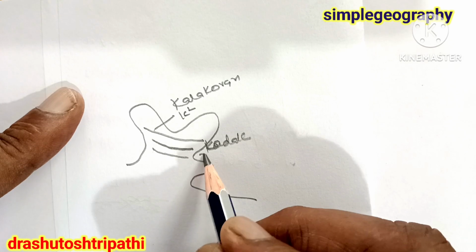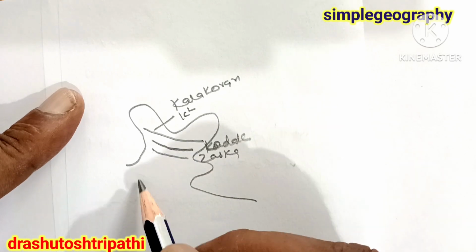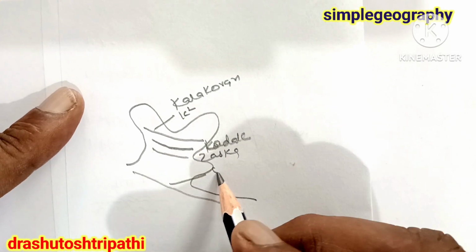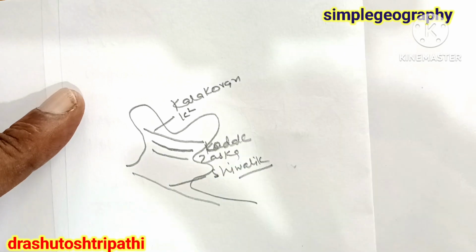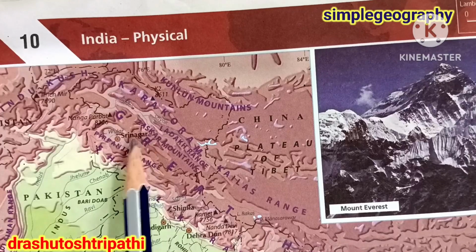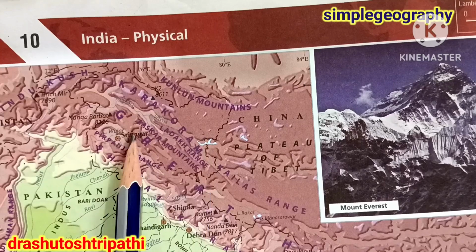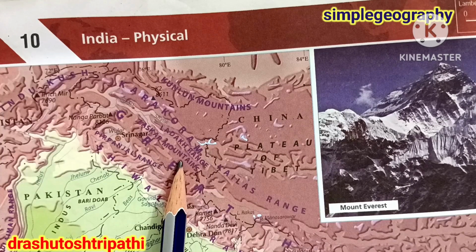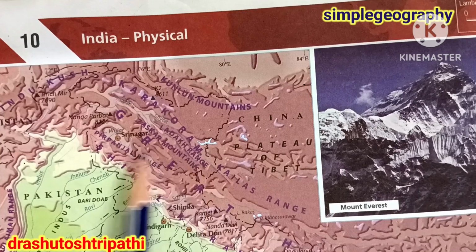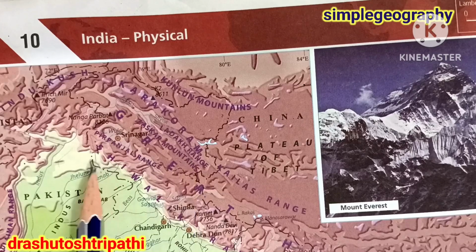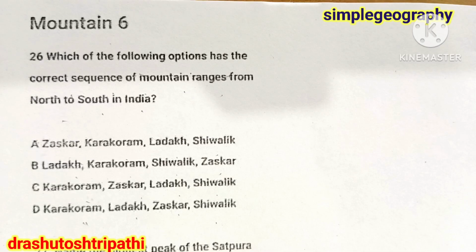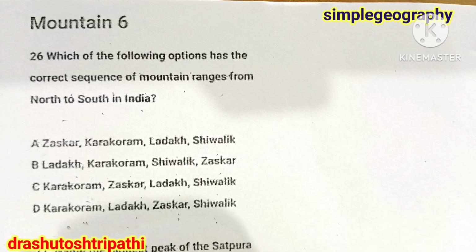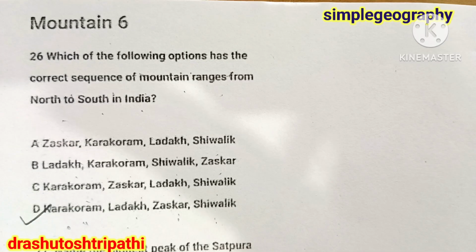After that, that is Jaskar. And last, that is the Shivalik. Now see in the atlas. See, that is the Karakoram range. After that is the Ladakh. This one is the Ladakh. That is the Jaskar. After that, that is the Shivalik. So the sequence is Karakoram, Ladakh, Jaskar, Shivalik. The fourth answer is correct.